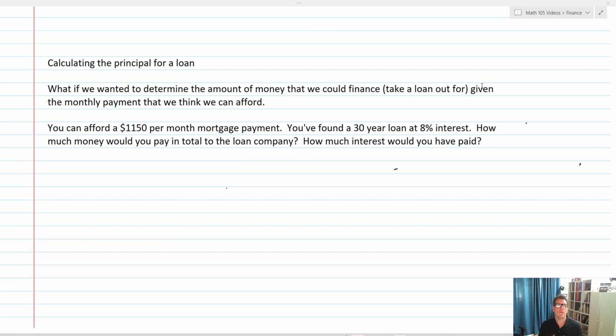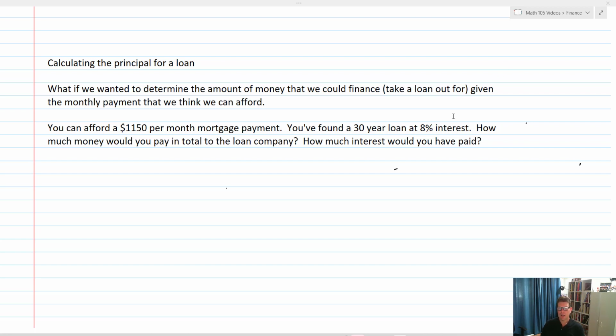Let's take a look now. What if we wanted to calculate the principal for a loan? So we want to determine the amount of money that we could finance, or take a loan out for, given the monthly payment that we think we can afford. So let's say, for example, that we know that we can afford a $1,150 per month mortgage payment.